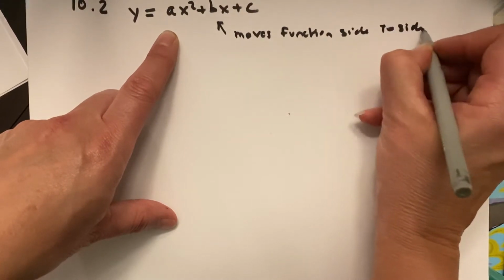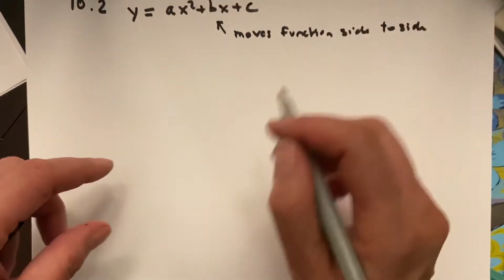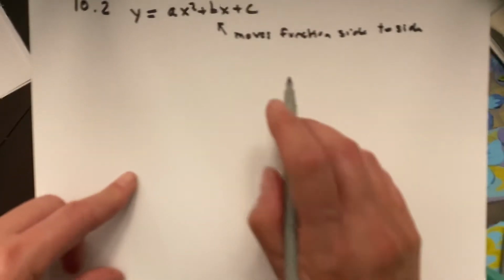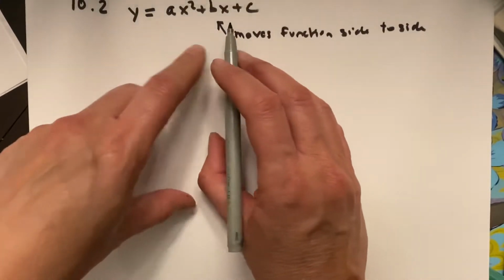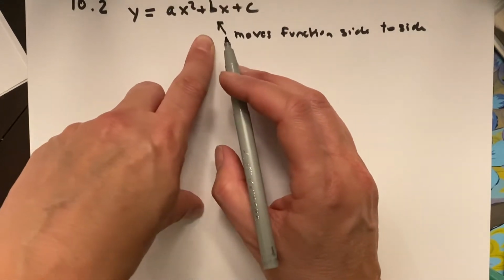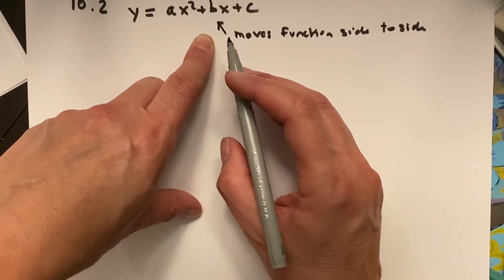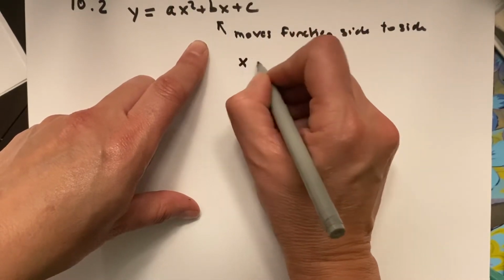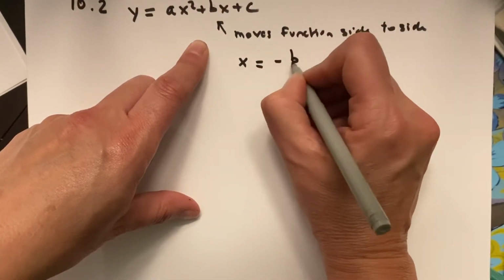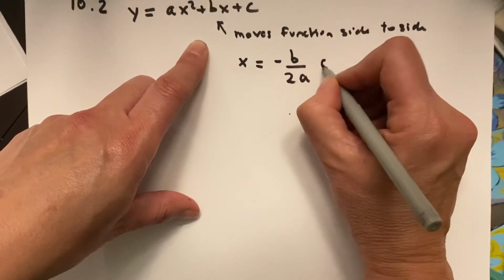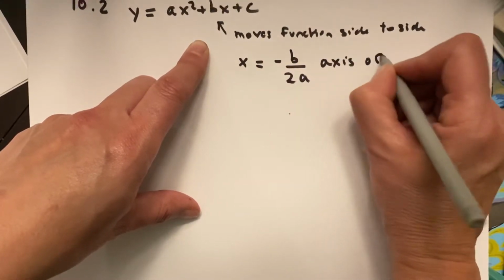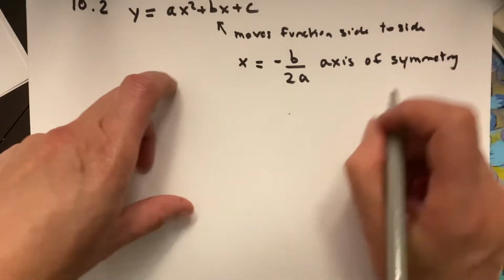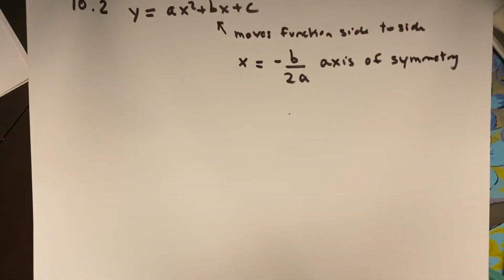And when you do that, the y-axis has been the axis of symmetry, but because you can now move it side to side, the axis of symmetry is now going to change, and it's not necessarily going to be that y-axis. But we can determine it using an equation, which is negative b over 2a. And this is the axis of symmetry because a parabola is symmetric and divided into two equal parts.